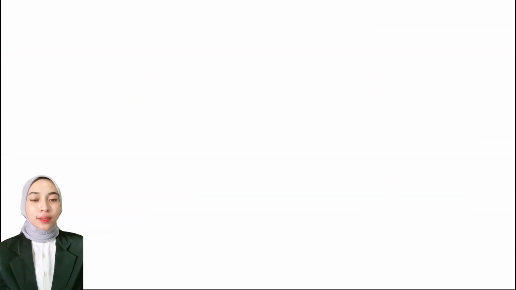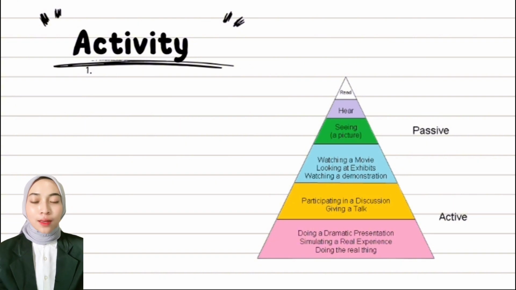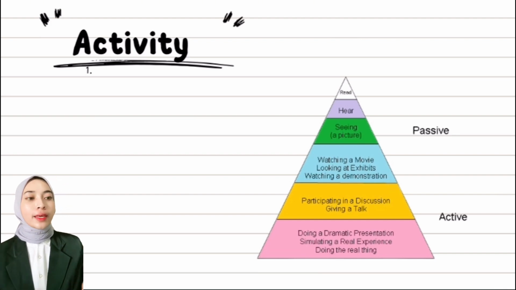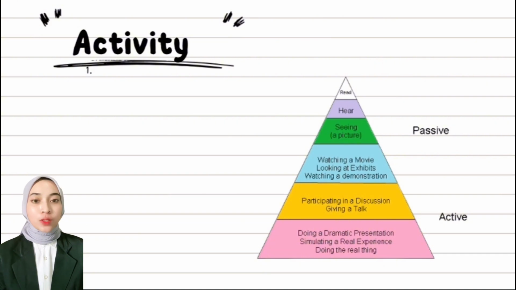Okay, the next is activity of flipped classroom. In flipped classroom, there are 2 activities. The first is passive activity, like reading, hearing, seeing a picture, watching a movie, looking at exhibits, watching a demonstration. And next is active activity, like participating in a discussion, giving a talk, doing a dramatic presentation, simulating a real experience, doing the real thing.